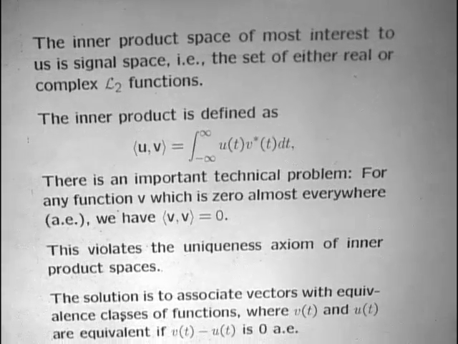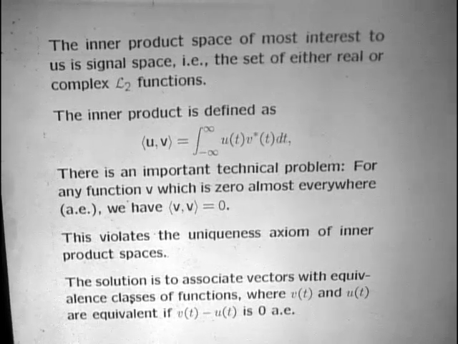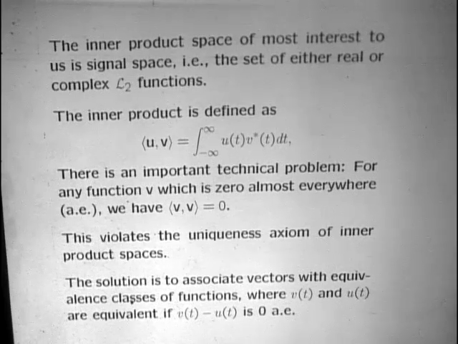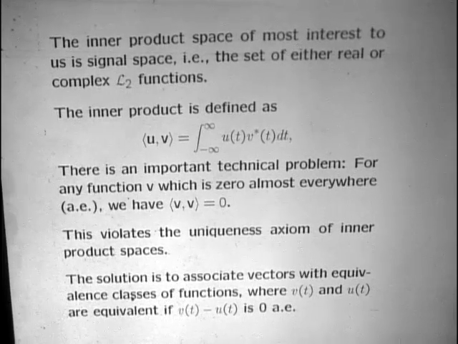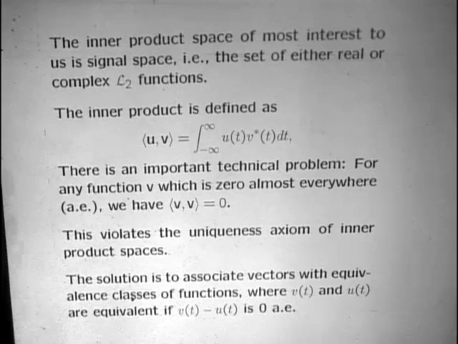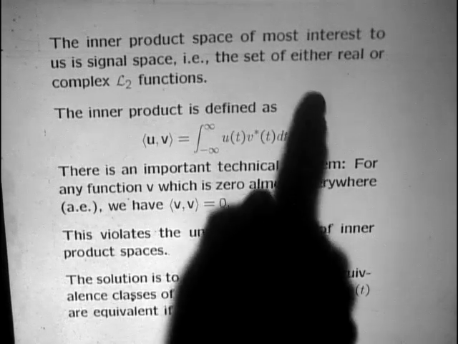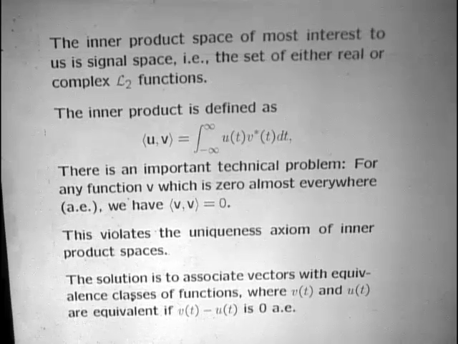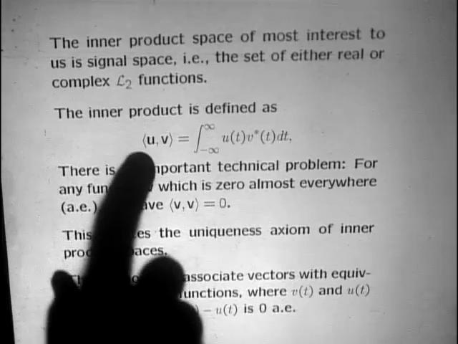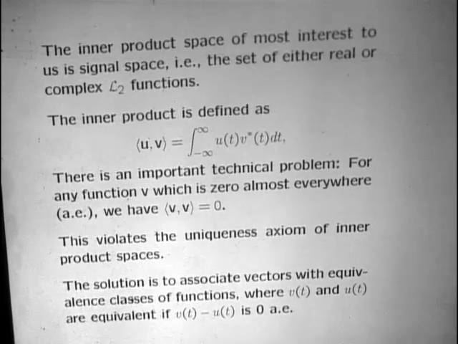Okay, the inner product space of interest to us is this thing we've called signal space. Namely, it's a space of functions which are measurable and square integrable. In other words, finite value when you take the square and integrate it. And we want to be able to talk about the set of either real or complex L2 functions. So either one of them, we're going to define the inner product in the same way for each.